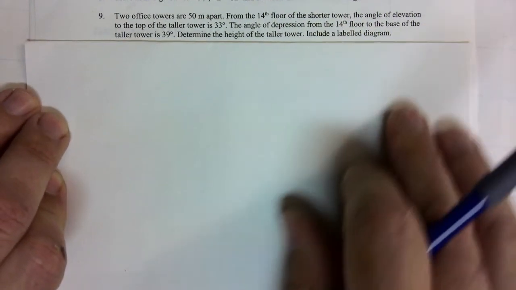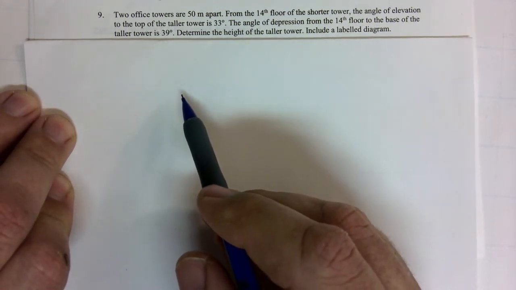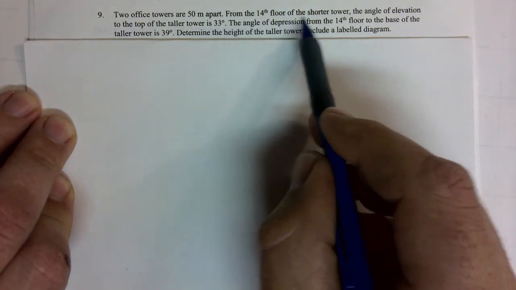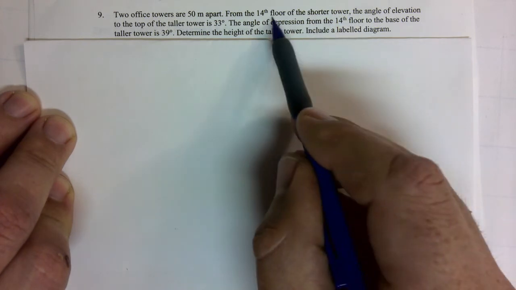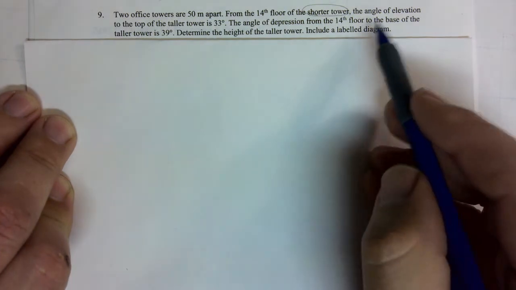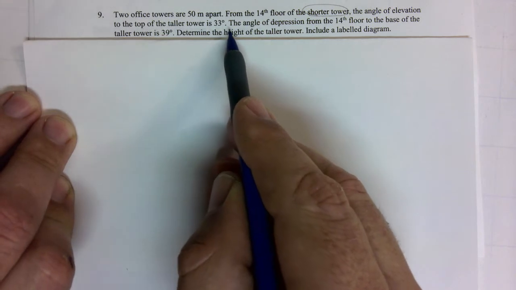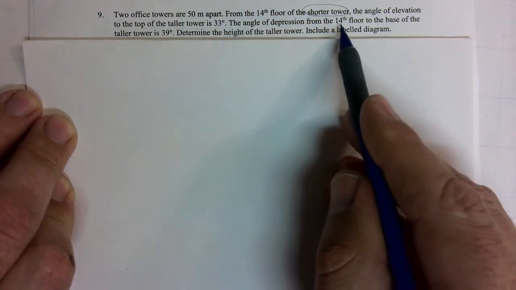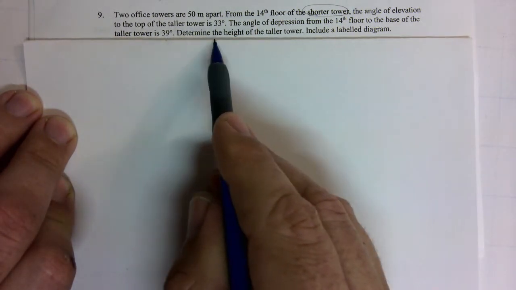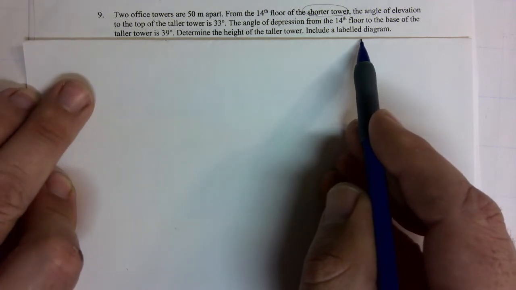Here, two office towers are 50 meters apart. And we know that from the 14th floor of the shorter tower, okay, so this gives it away that there's a taller and a shorter tower, the angle of elevation to the top of the taller tower is 33 degrees. The angle of depression from the 14th floor to the base of the taller tower is 39. Determine the height of the taller tower. Include a labeled diagram.